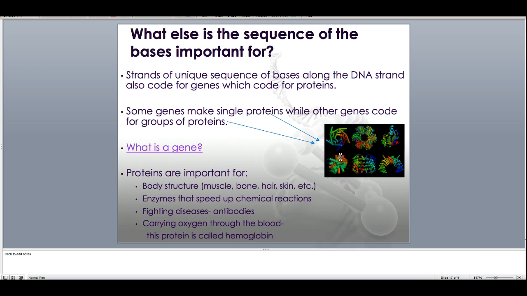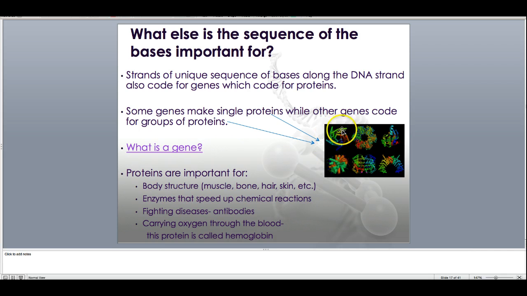So why is that so important? Why is it so important that we know the sequence of bases and how they pair together? Well, I told you before that strands of unique sequences of bases are what make up genes. And those genes are super important because that is what makes up who you are. The reason is that those genes code for proteins. And they talked about that a little bit in that video that we showed you. Some genes make up single proteins. Other genes code for whole groups of proteins.